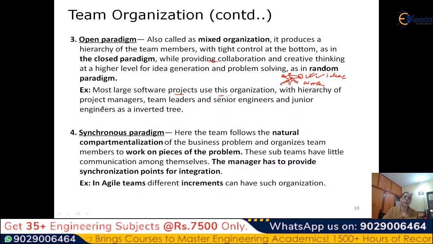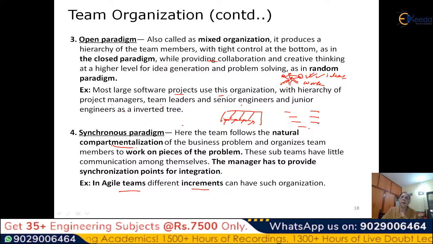They will have some hierarchy of project managers on the top, then team leaders, then senior engineers, then junior engineers, like an inverted tree, like what I have drawn here. Then you have a synchronous paradigm. Why is a synchronous paradigm required? Because sometimes you have compartmentalization of the business problem. We have divided the business problem into different compartments, different areas, and you have created sub-teams for each one. You are using your agile method, and you have your increments, and each increment is going parallelly by using sub-teams, or maybe slightly deferred.